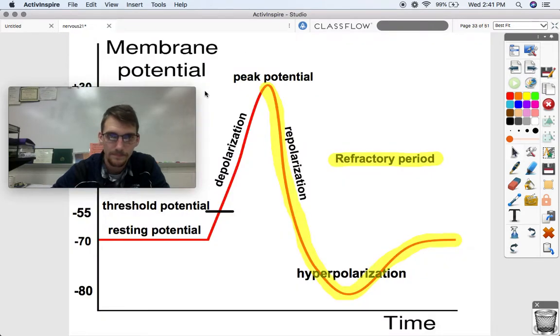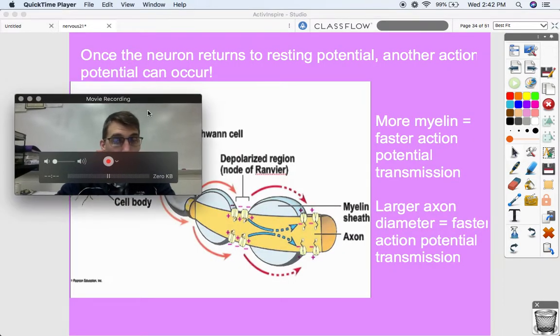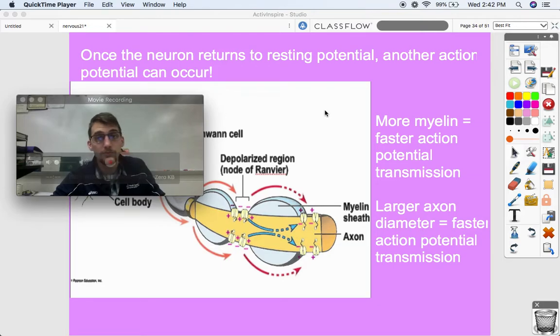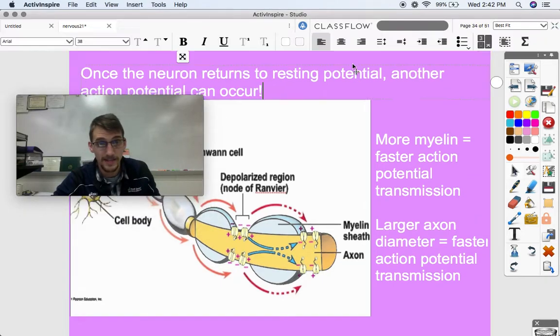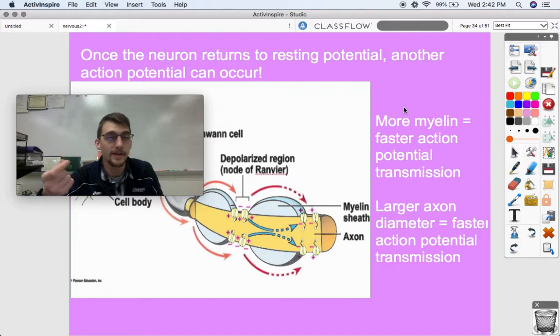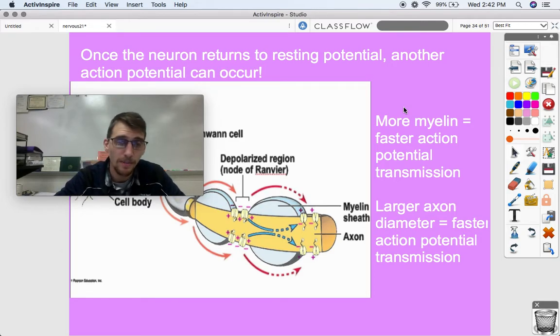Oh, there it is. I highlighted it on the next one. So there's our refractory period. We can't fire another action potential. We can't depolarize again for this whole highlighted part here. Once the neuron returns to resting potential, another action potential can occur, and the neuron can keep firing. Just keep in mind that this is not even a fraction of a second. This is so fast. I don't even know the particular amount of time that it takes, but it's really fast.